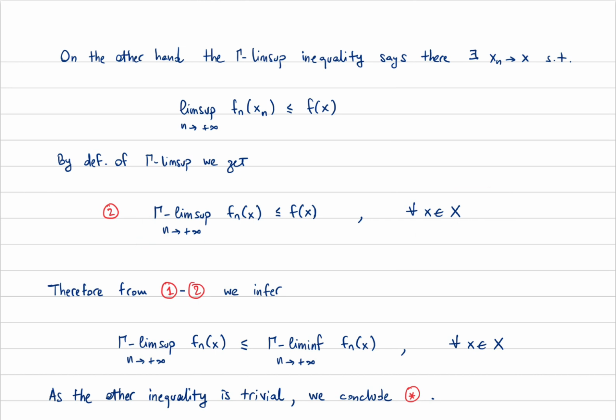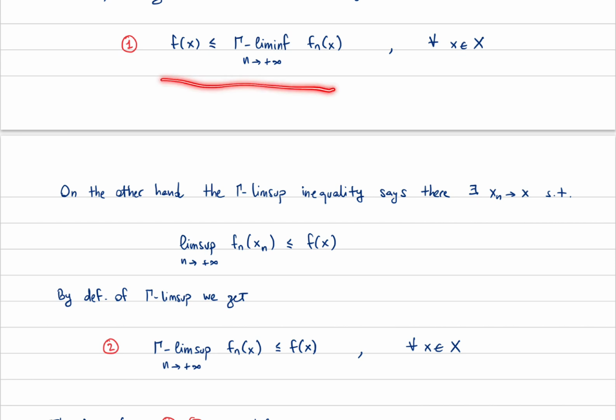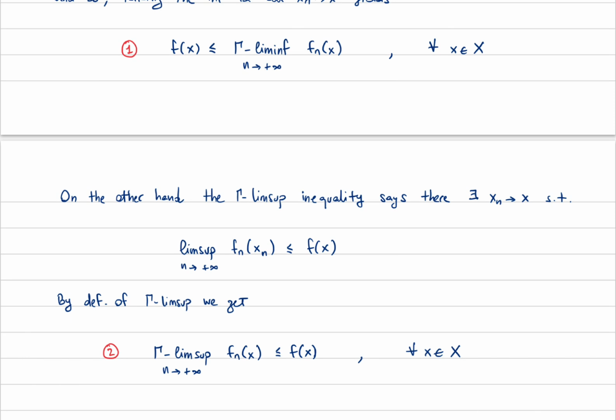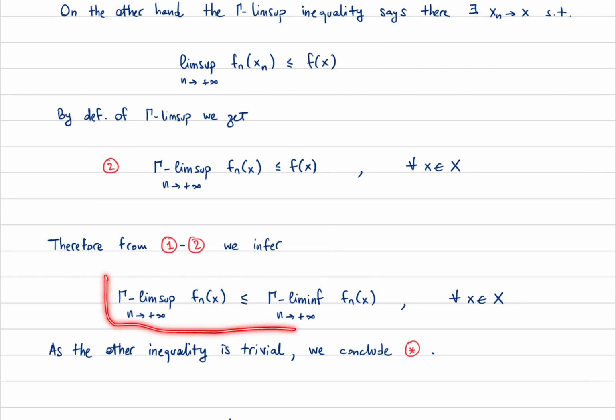And therefore from 1 and 2: 1 was telling you that f is less or equal than the gamma limit, and this is telling you that the gamma lim sup is less or equal than f. And then by chaining these two inequalities, you see that gamma lim sup is less or equal than gamma limit, which is what I wrote here. So gamma lim sup is less or equal than gamma limit, and this is true for every x in X.